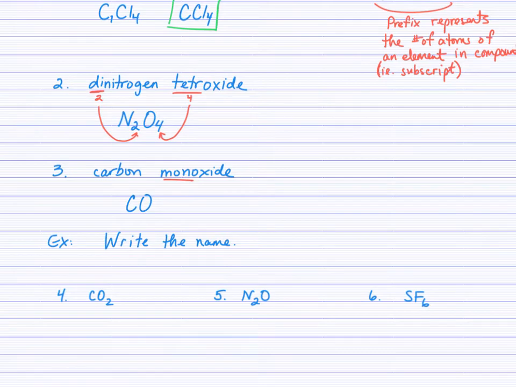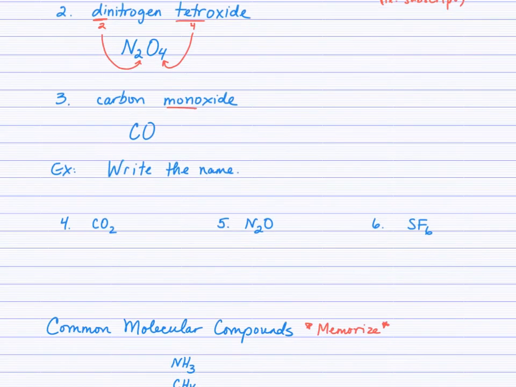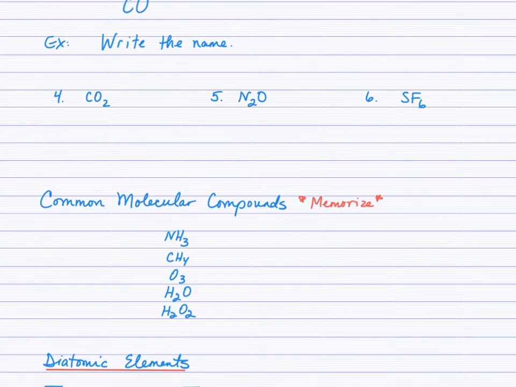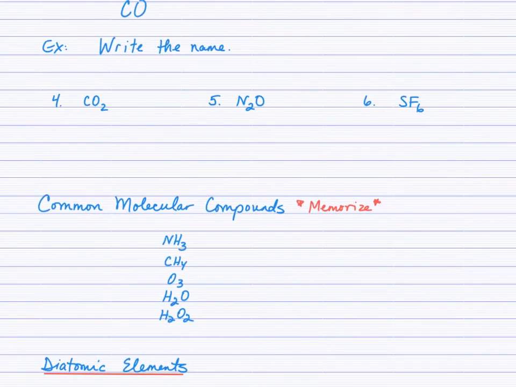Okay, for examples 4, 5, and 6, I'm asking you to name each compound. So follow the format that we've discussed. And if you don't see a subscript, then you know that it's a 1, but remember not to use mono for the first element. So instead of monocarbon, I'm just writing carbon, and then the 2 right here has me thinking di. So carbon dioxide.